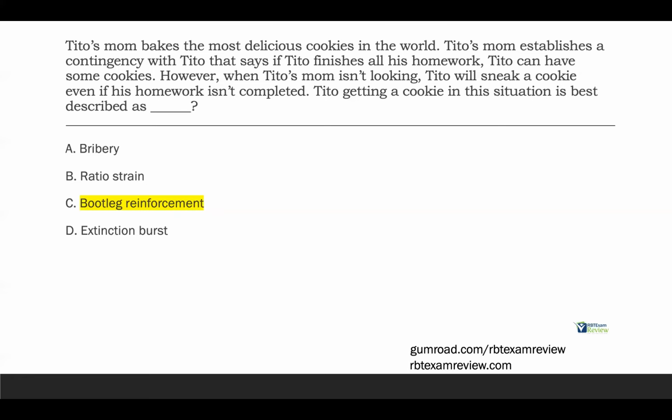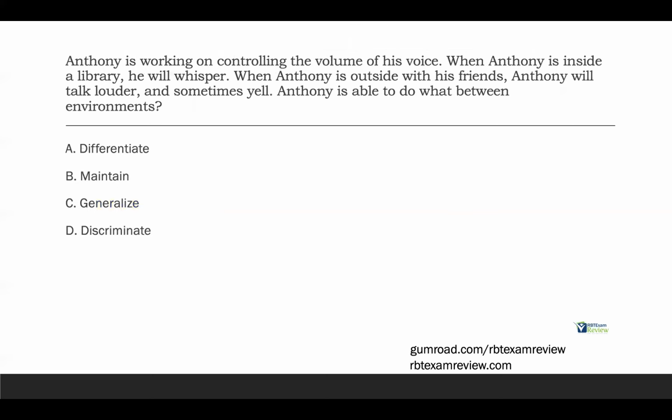So I just feel like it's important to throw this in there because it is a term we use. And I think we've actually seen it on the exam before. So just be aware of it. It's not a difficult term. It's just something you want to know.